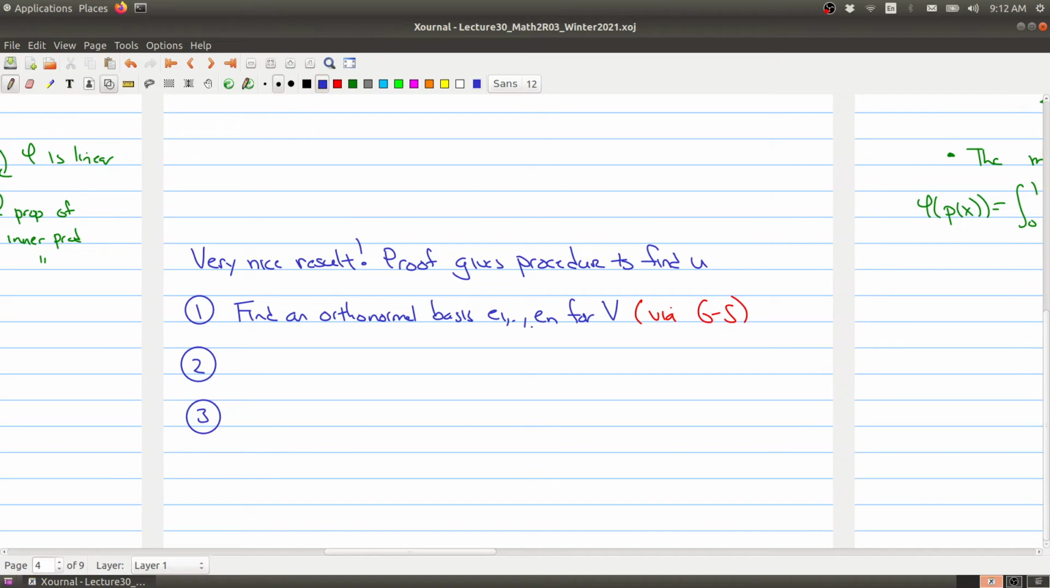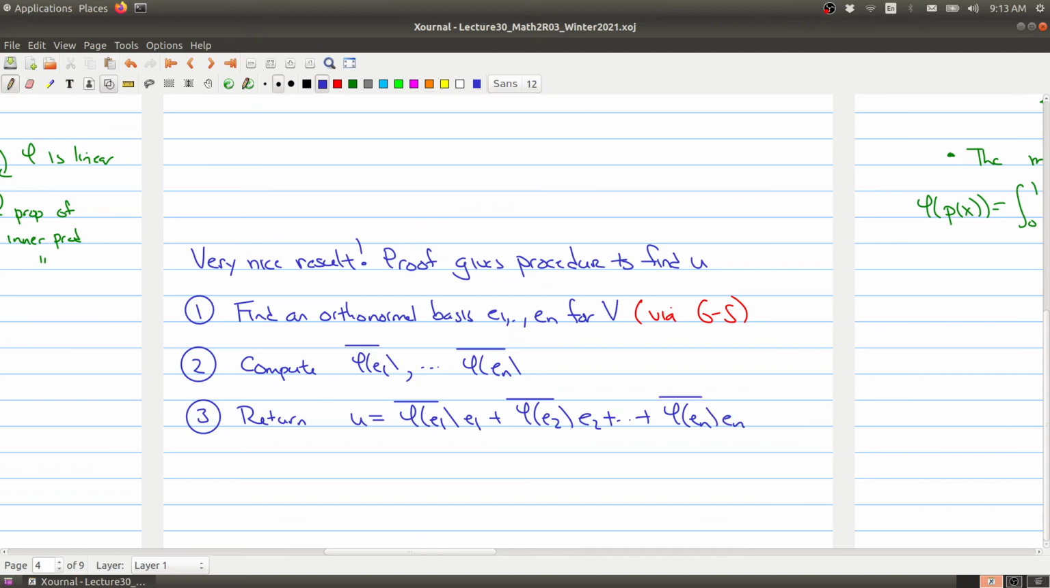Okay, so now you go off and you find your basis. Then what you need to do is compute the complex conjugate of each of these values. So you have your basis, you stick it into the linear functional, and you take the complex conjugate. And once you've done that, you can actually return what the U is. The U is this constant times the basis element E1, plus this constant times the basis element E2, and so on. So you can actually get your hands on the U from the theorem. And this is all embedded inside of the proof.